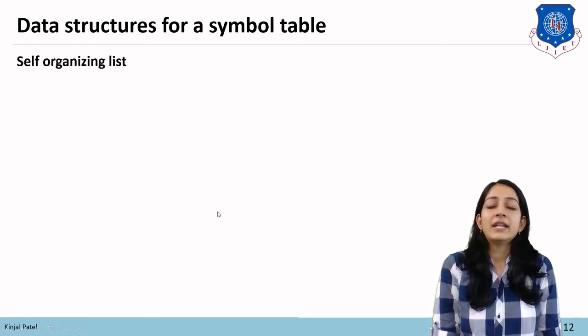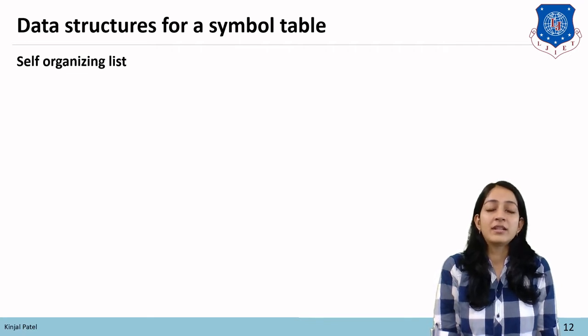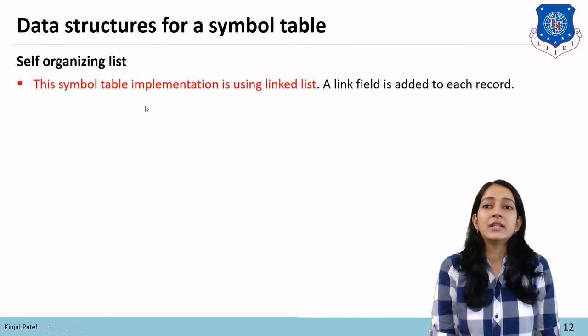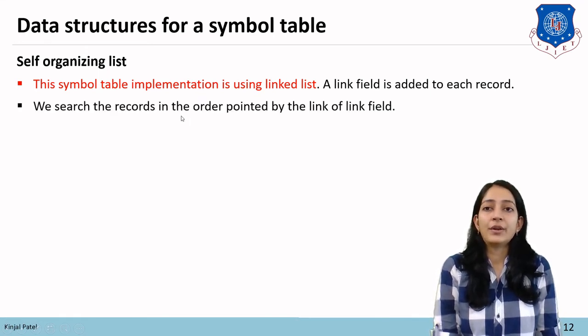Now the next data structure is the self-organizing list. To avoid the problem of the linear list, that if there is one variable which is at the last, we can retrieve it only after searching the whole list. So to avoid this time complexity, the self-organizing list is used. This symbol table implementation is using a linked list. A link field is added to each record. We search the records in the order pointed to by the link field.